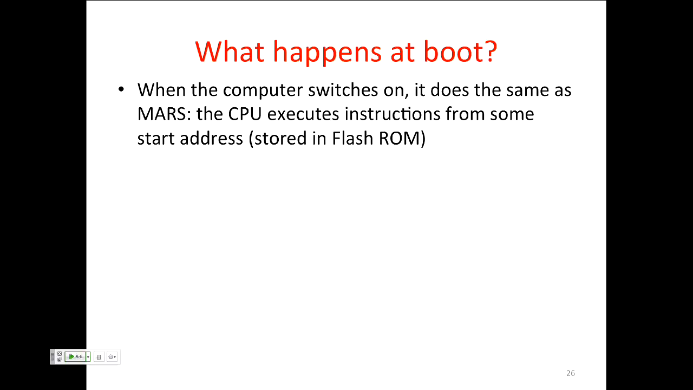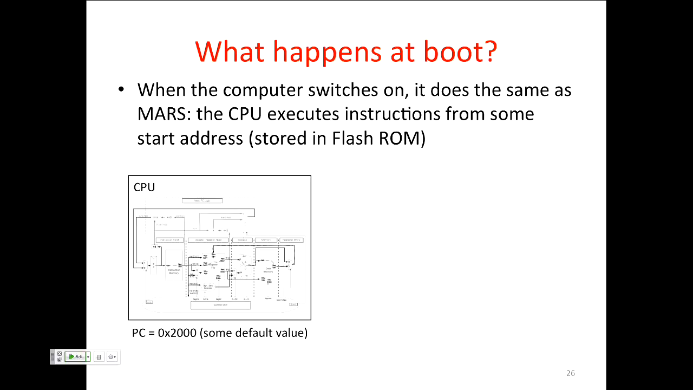Mars will basically just jump to a certain address in memory and execute whatever it finds there. Then it will execute until you reach a certain point where it stops. This is really all that Mars is doing. Your computer does exactly the same thing. When you switch your computer on, it will set the PC counter to some value and then read from that address in memory to execute the first instruction.